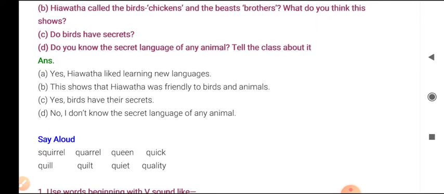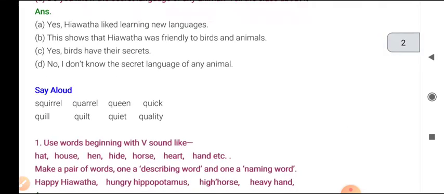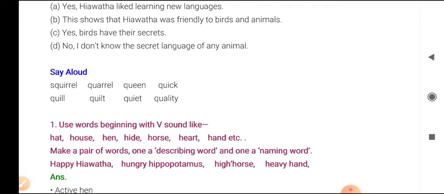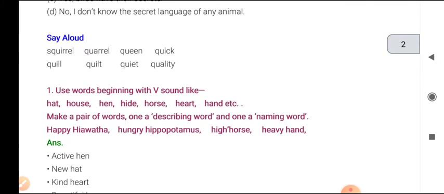You see, one can say, no, I don't know the secret language of any animal, because animals usually don't talk. Okay. Say aloud: squirrel, quarrel, quint, quick, quill, quilt, quite, quality. Practice this exercise. Say aloud yourself.